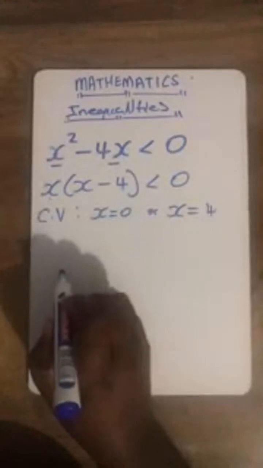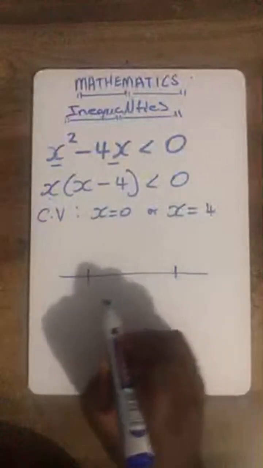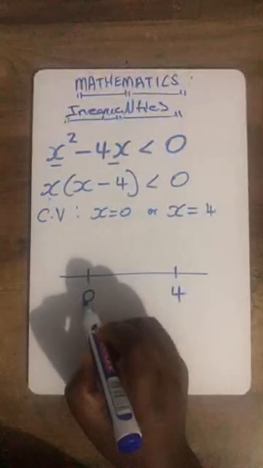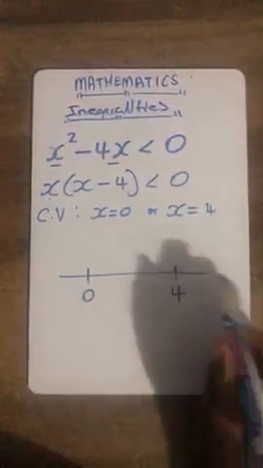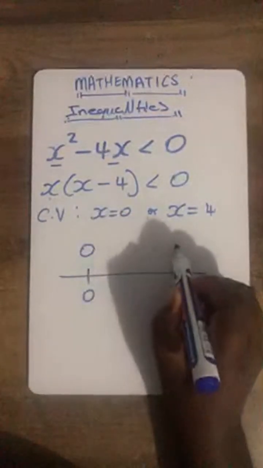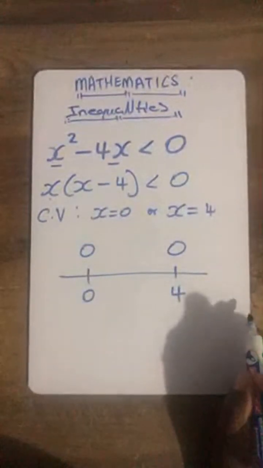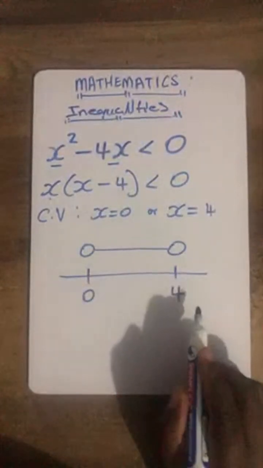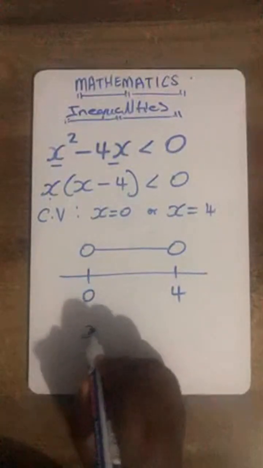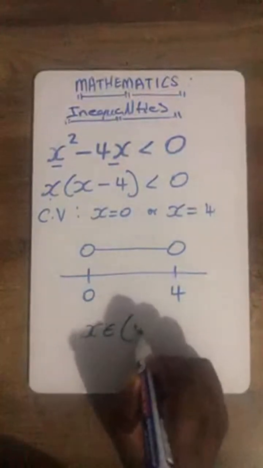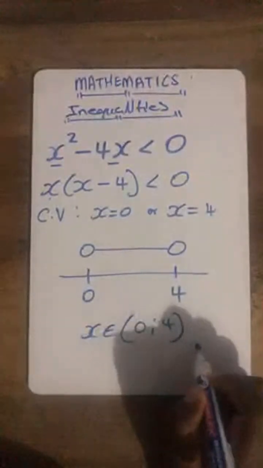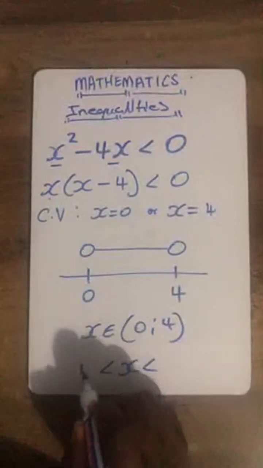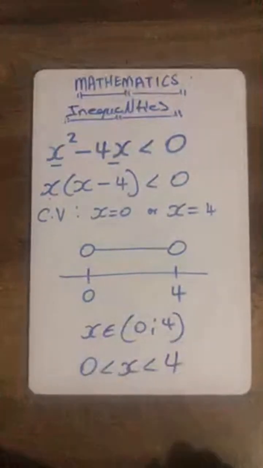So that means in this case, honorable members, on your number line, you've got 0 and then you've got 4. Remember, you start with a smaller number and then a bigger number. And then in terms of the circles, it is just the circles which are not shaded. And because this is less than, that means it is where you connect the dots. Then you can either say x is the element of 0 and 4, or you can just say your x is between 0 and 4.